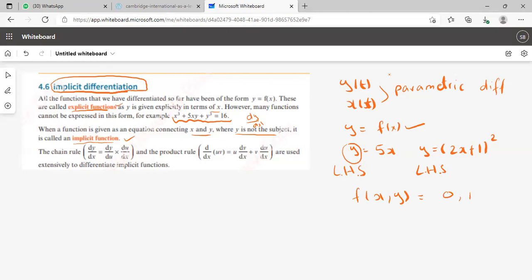implicit differentiation. Okay, so for implicit differentiation, we'll be using the chain rule and the product rule. I'll explain that. You don't have to worry. But first, you need to be clear with the explicit and implicit functions. I'll give you a few examples, and then I'll explain those examples. Okay.